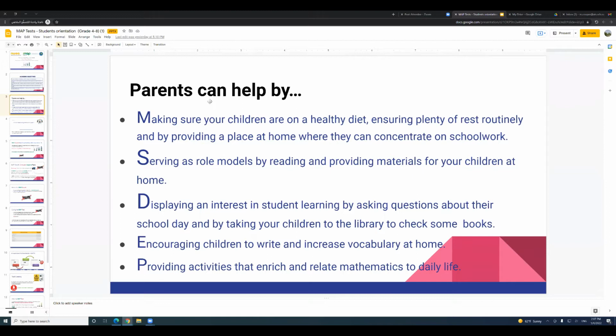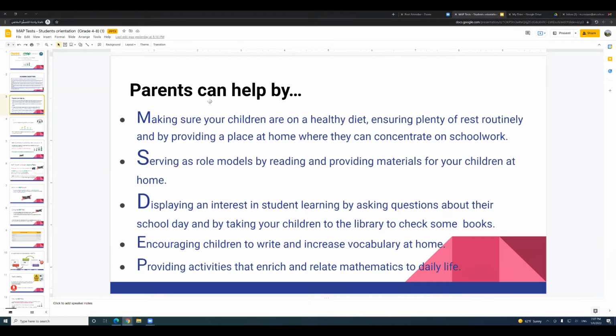I'd now like to move on to the next part, which is parents' roles and engagement required for student success. Although most structured learning takes place in the confines of the school, that doesn't mean that parents cannot have an active role in their children's performance. Parents can help by making sure your children are on a healthy diet, ensuring plenty of rest routinely, and by providing a place at home where the children can concentrate on schoolwork.